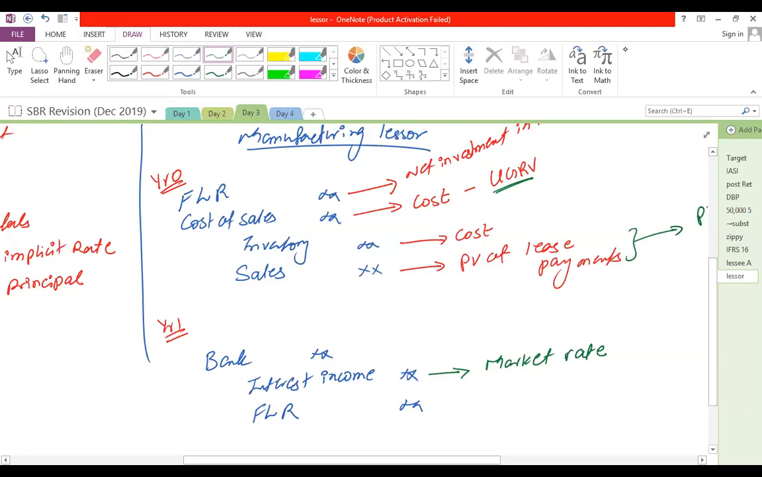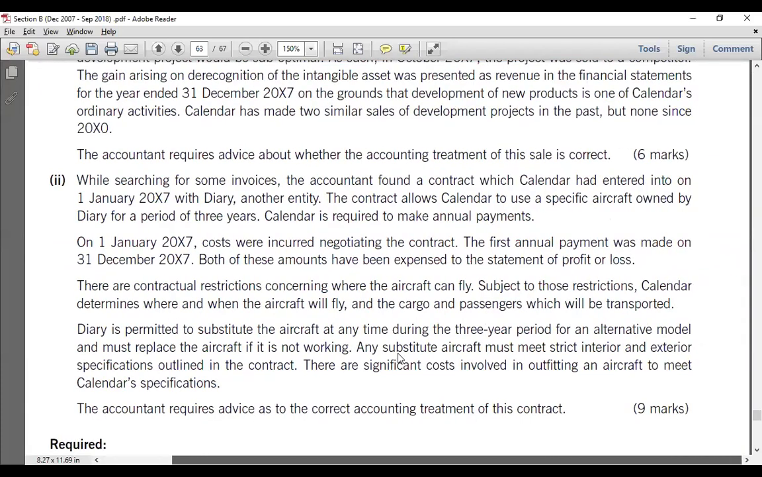Okay, so now let's continue and we're going to solve one of the past paper questions. Cindy is saying, present value of lease payment means? Cindy can't see the screen. Let me share again, Cindy. It means present value of the rentals, GRV and the UGRV. Got it, Cindy?